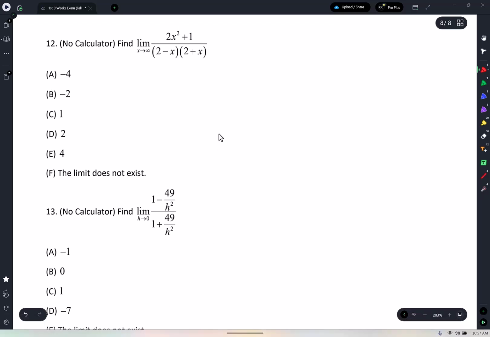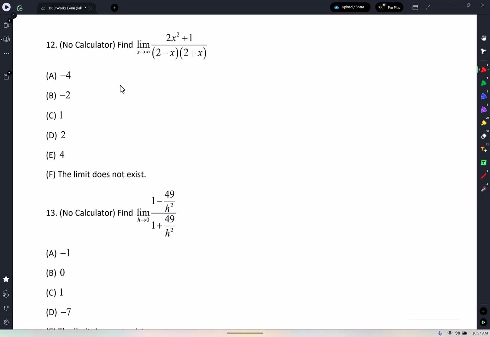Number 12. x is approaching infinity. And behavior, guys. End behavior. Limit as x approaches infinity of 2x squared over negative x squared. What am I going to approach? Negative 2.